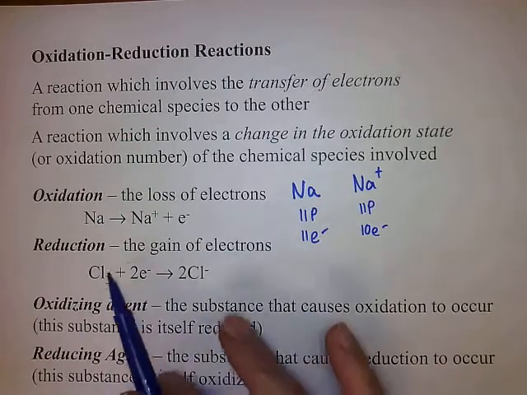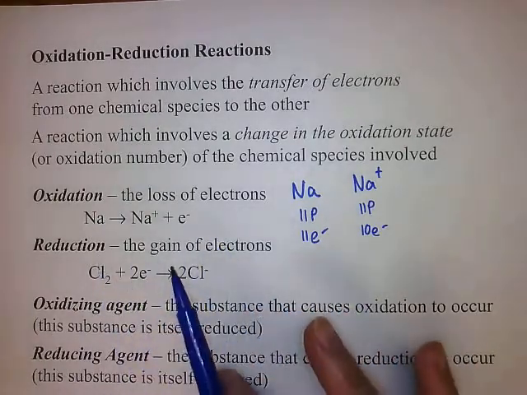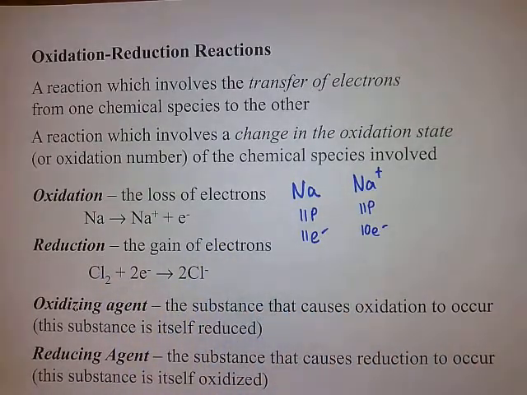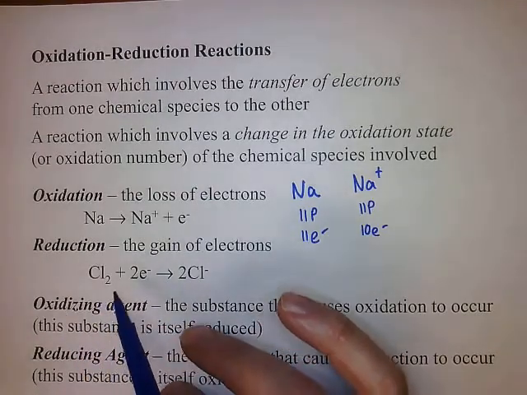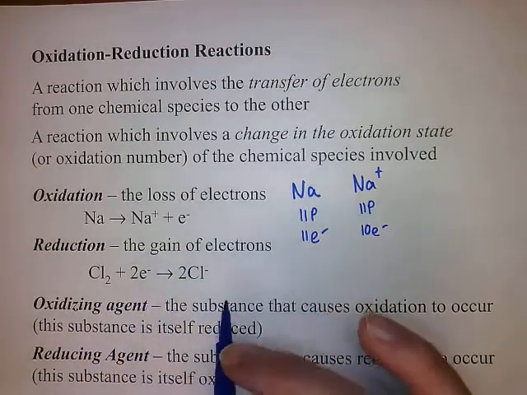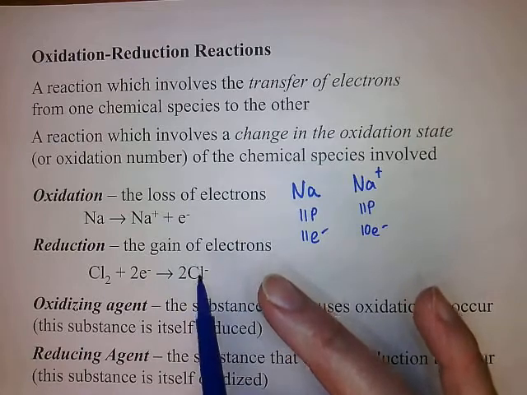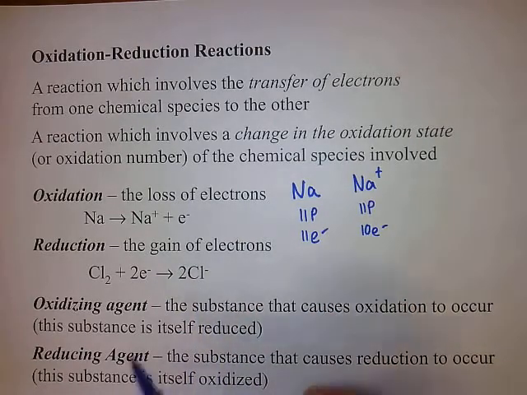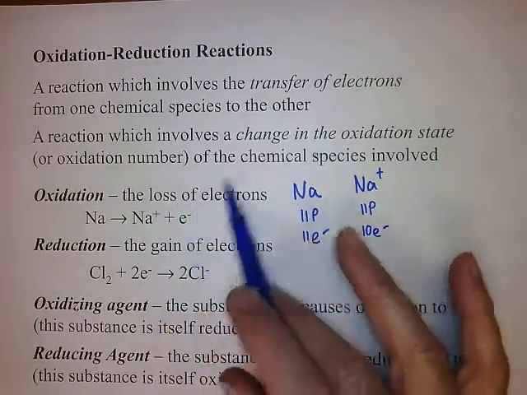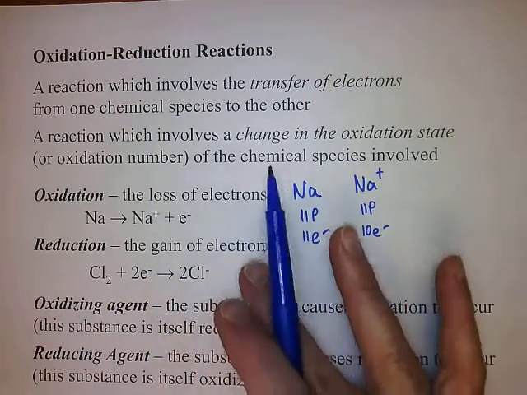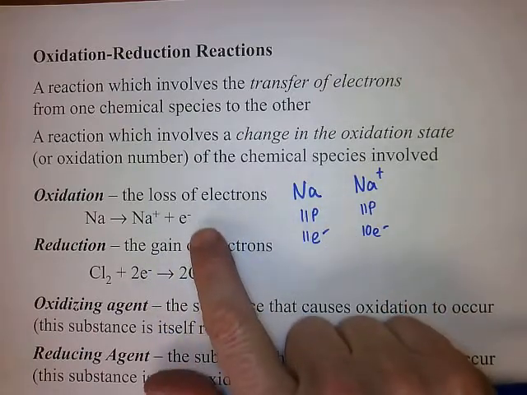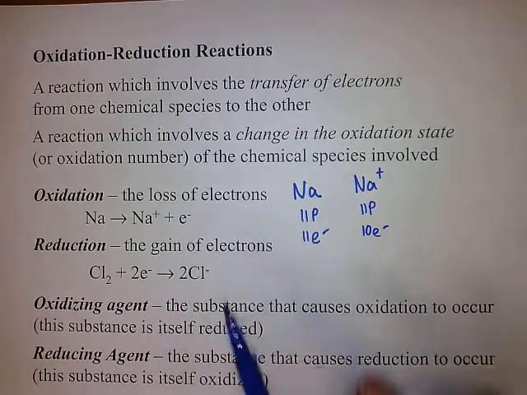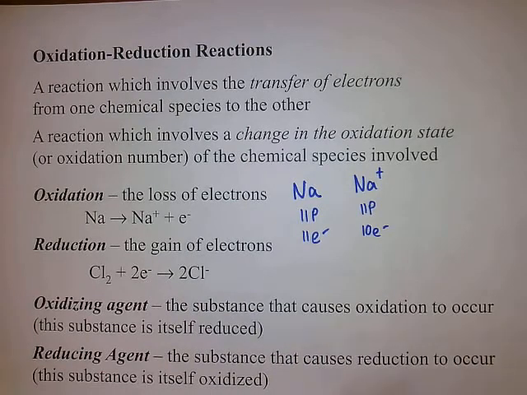And then reduction is the gain of electrons. All right? So if a chlorine molecule picks up 2 electrons and becomes 2 chloride ions, that's reduction. Note that in the oxidation, electrons are lost. They appear on the right side of the equation. And in the reduction, electrons are gained or consumed, and they appear on the left side of the equation.